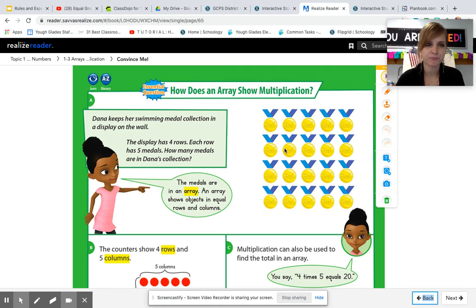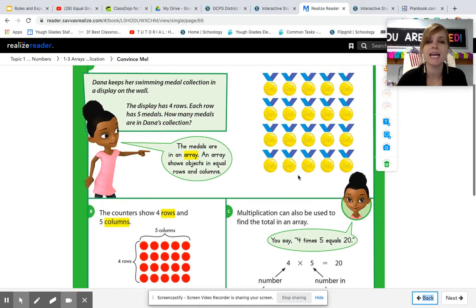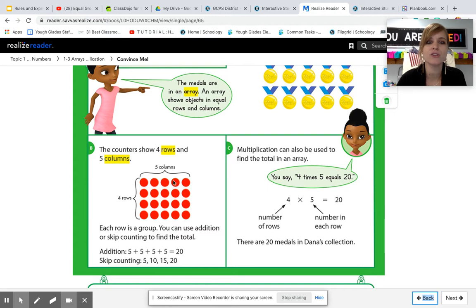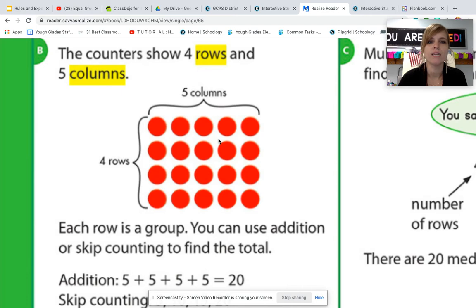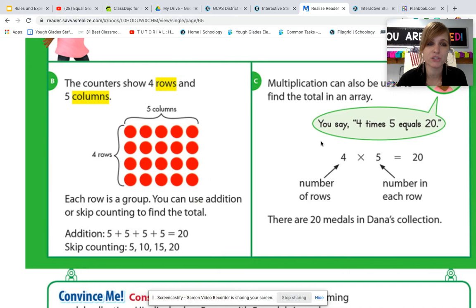So in this array, Dana has 4 rows of 5 medals. And she went ahead and used counters to model her math, and she made 4 rows. It shows you right here, 4 rows. 1, 2, 3, 4. And 5 columns. That means that there are 5 in each row. If there are 5 columns, 1, 2, 3, 4, 5, that means there are 5 in each row.